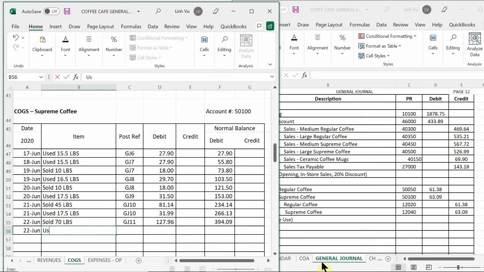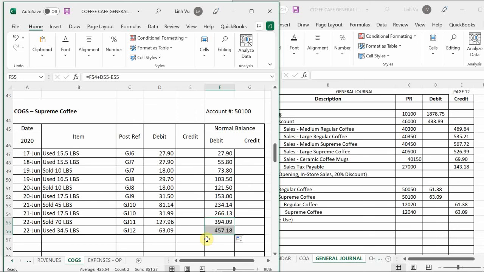He used 34 and a half pounds for 63.09. Total 457. Sorry about that, guys. Okay, for 457.18, you said? Yeah.